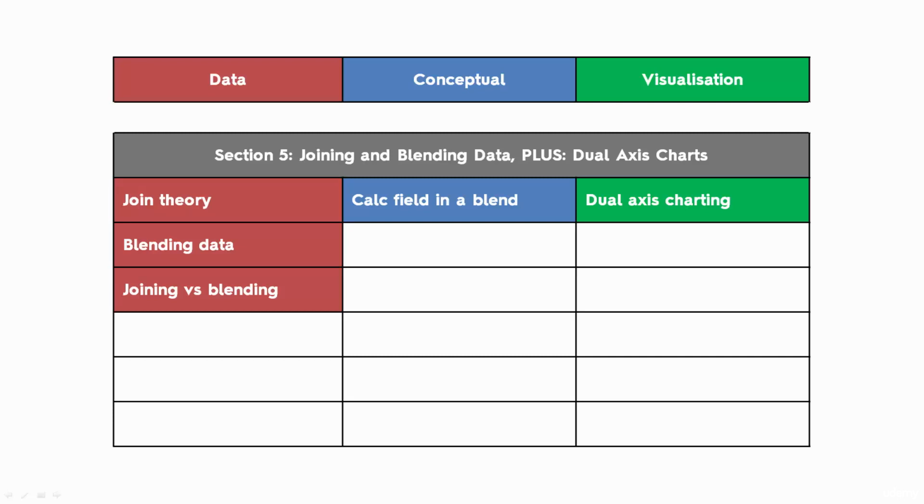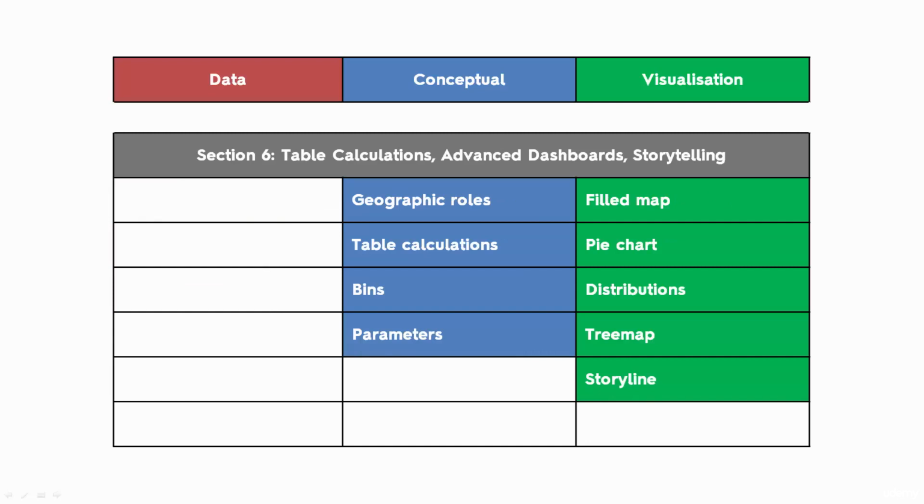And then we went on to the heavy artillery. We talked about advanced dashboarding, table calculation, storytelling in section 6. So in terms of conceptual, we learned about geographic roles, how you can tell Tableau which items in your data are actually geographic roles if it doesn't pick them up automatically. We'll learn about table calculations, a very powerful feature in Tableau because it can save you a lot of manual work. It can calculate the percentage of total, running totals, all different types of moving averages, calculations that have to be done across your table.